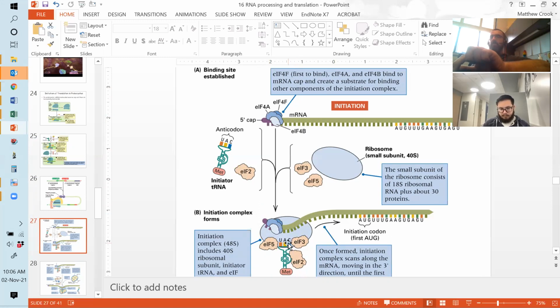That small subunit complexes with a bunch of other initiation factors. And again, I'm not going to be quizzing you on what these numbers are, because I can never remember. If I need to know, I'll look it up. But I will be quizzing you on the process and the difference between prokaryotes and eukaryotes in this process.